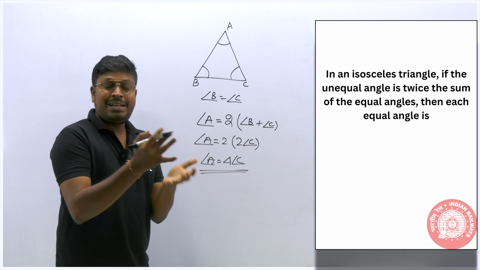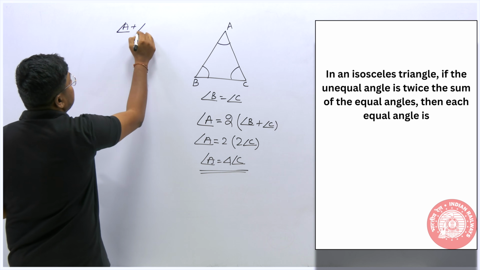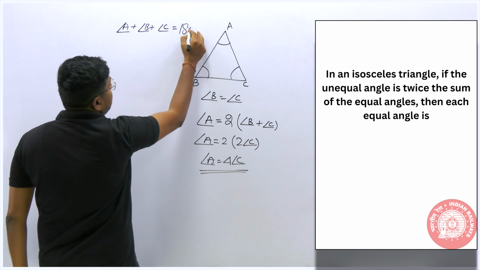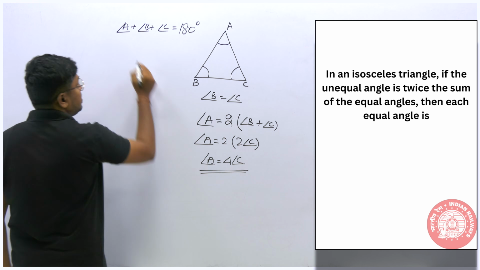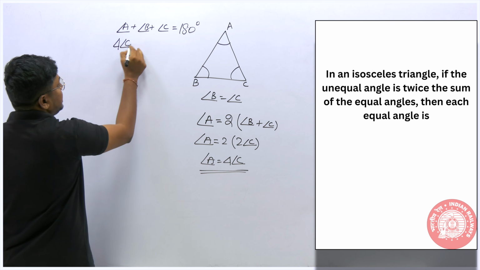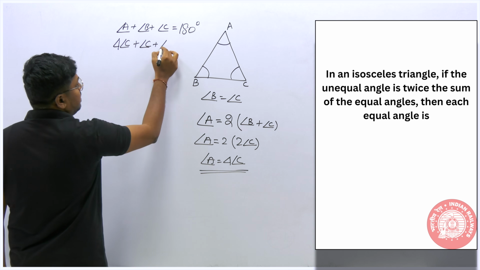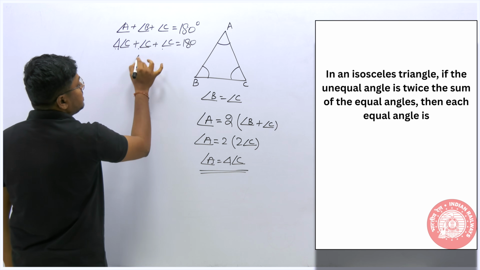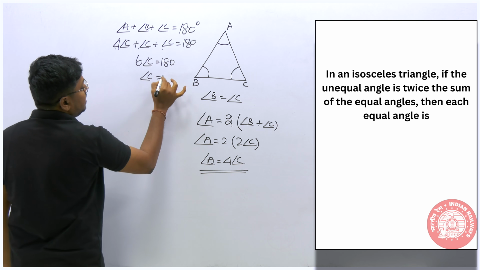According to the basic property of a triangle, when you add all three angles A, B and C, it should equal 180 degrees. Angle A is how much? 4 angle C. Angle B and angle C are both the same, so angle C plus angle C. So 4, 5, 6. So 6 angle C equals 180. So angle C equals 30 degrees.